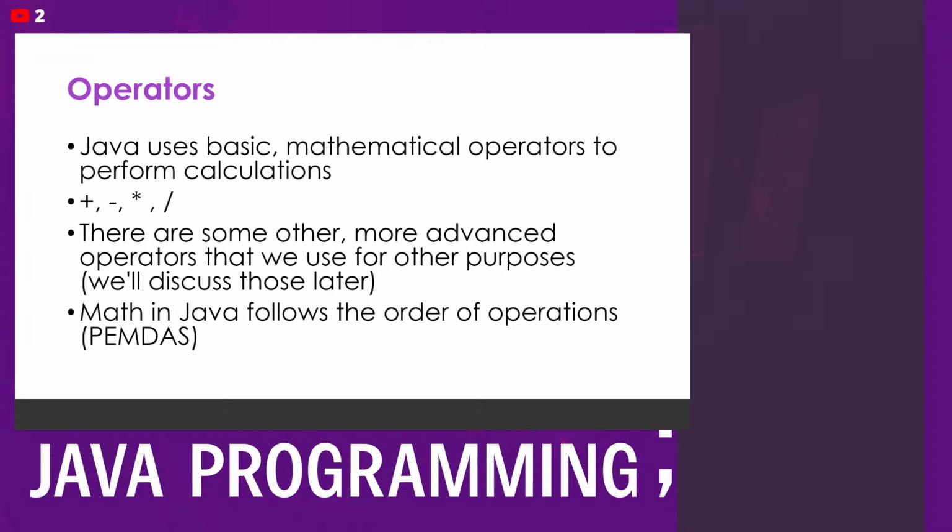Java also follows the order of operations rules, as you learned it in school, PEMDAS. Right, so if you want to make sure that part of an operation happens before another part of the operation, the easiest way to ensure that is just to make sure that you have parentheses around the part that you want to go first.